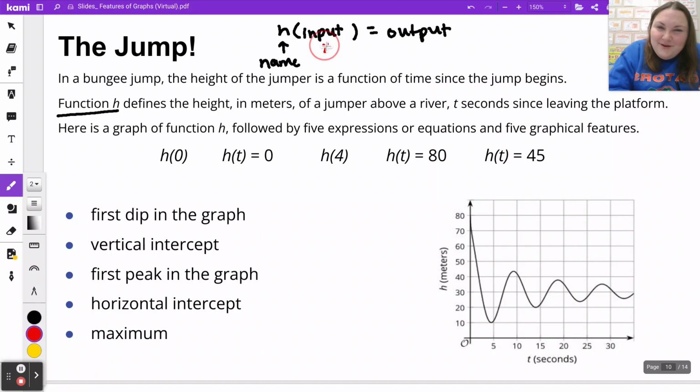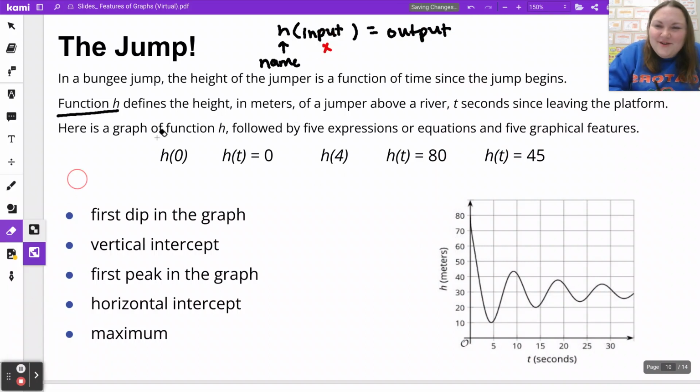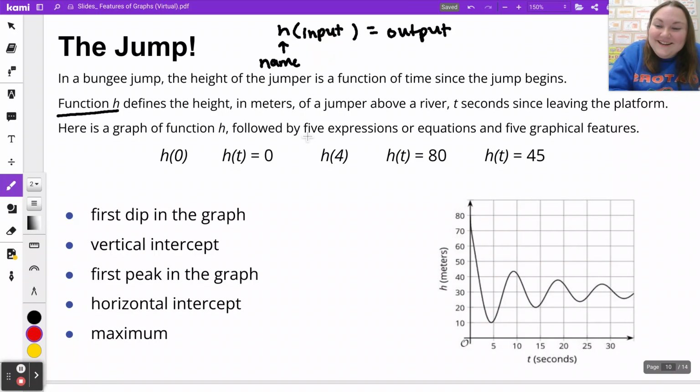Remember, your input you can always find on your x-axis. So maybe instead of x, I should put what is our x-axis, which is t, our seconds. And then your output's always on your y-axis, which here is your height in meters. So as we're looking at these, those are helpful things to remember. The first thing I'm going to have you do is pause the video and see if using this graph you can match up these 5 features to these 5 equations and expressions. Go ahead, pause the video and try to do that now.